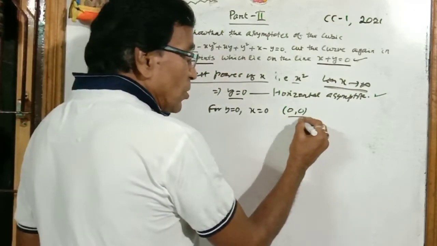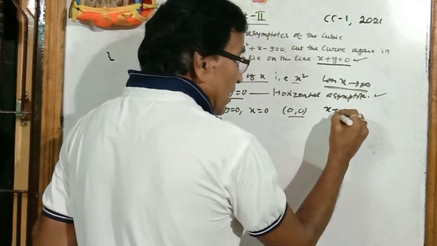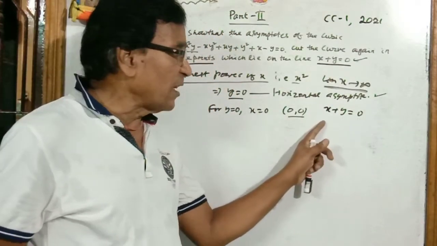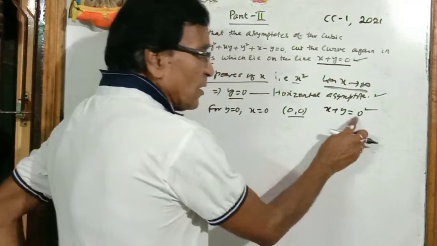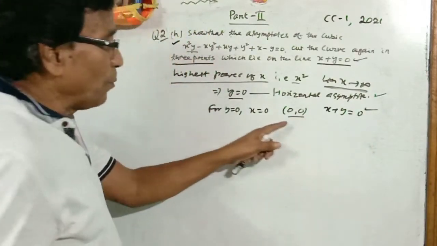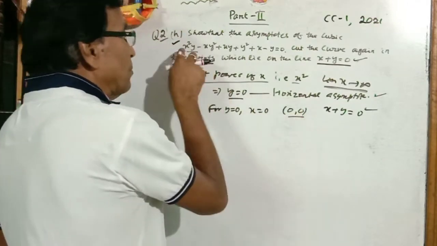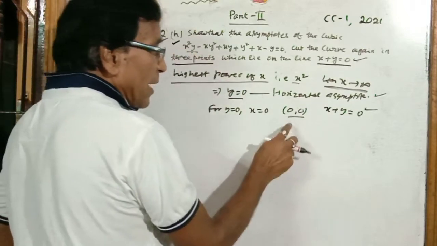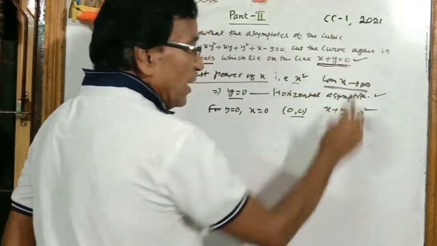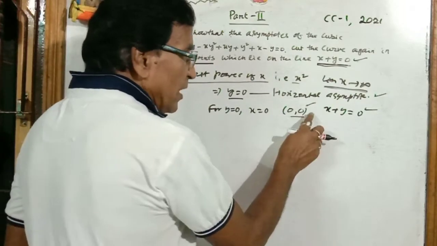And this point 0, 0 is lying on the straight line whose equation is x plus y is equal to 0, because the coordinates 0, 0 satisfy the equation of the line x plus y is equal to 0. So we are getting one point, the first point, where the horizontal asymptote cuts this curve, at 0, 0, and 0, 0 is lying on the straight line x plus y is equal to 0. So the first point is 0, 0.